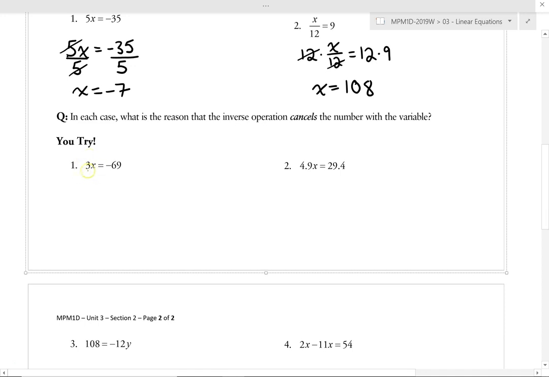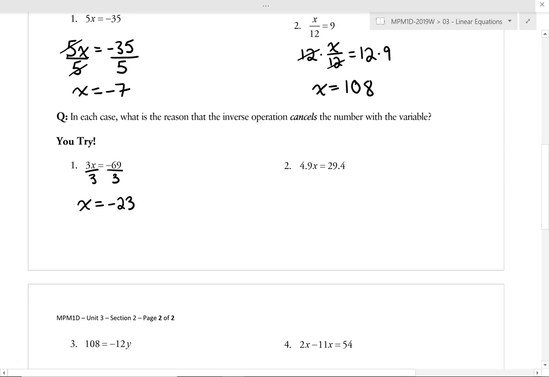So number 1 here, 3x equals negative 69. Well, here, again, what we can do is just divide both of these guys by 3. Right? What that's going to let us do is cancel the 3 on the left, and we end up with negative 23. X equals negative 23.